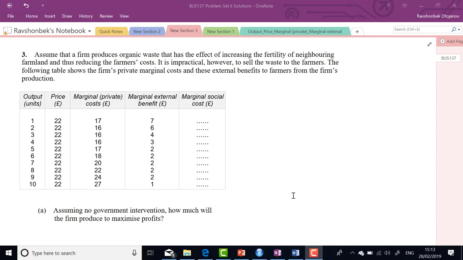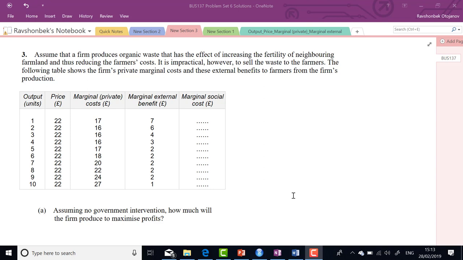And now we need to work out what the marginal social cost is. How do we do that? Now, let's go on to A first before we work it out. Assuming no government intervention, how much will the firm produce to maximize profits in this case? So there's no intervention, nor taxing, nothing. It's just a free market. Firm is producing as much as it wants, and it produces the quantity that maximizes profit.